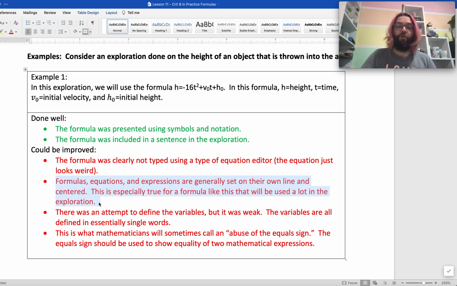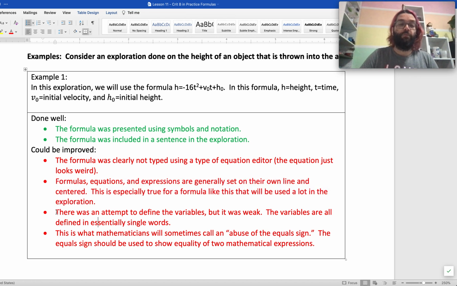Second, remember that formulas, equations, and expressions are usually on their own line and centered. And this would especially be true for a formula like this that's going to be used a lot throughout your exploration. This formula is a big deal. You want to let it shine in your exploration. You want to set it aside.